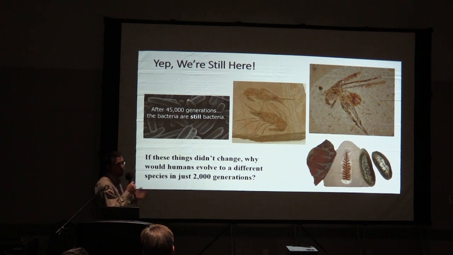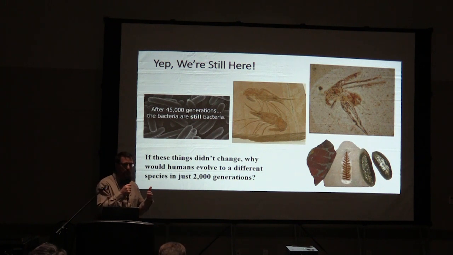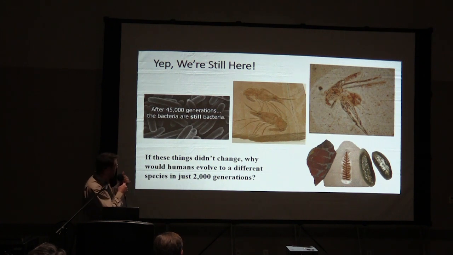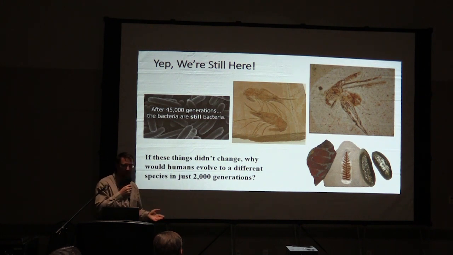Well, the human species, we've evolved over millions of years, certainly. Humans, our particular variety of humans, have been around for 60,000 years, according to the theory, which is about 2,000 generations. Another interesting thing is bacteria. 45,000 generations later, it's kind of easy to track them, they're still bacteria. Yet in 2,000 generations, we changed. So there's a lot of problems, right? A lot of problems.